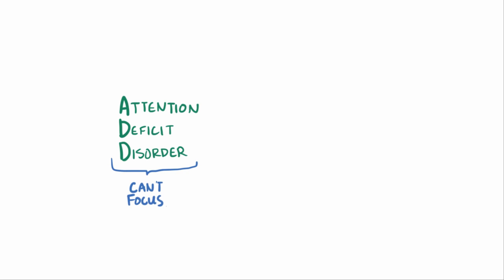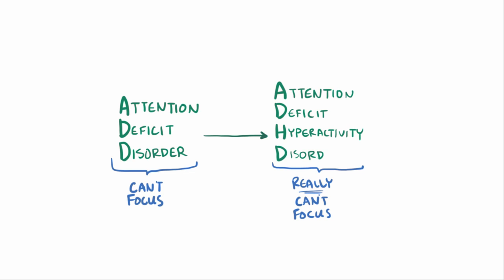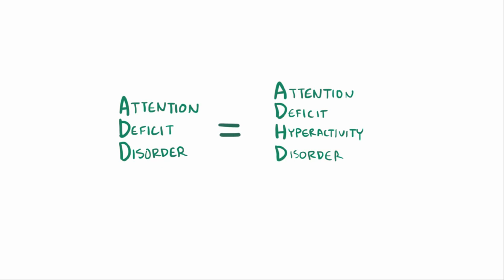What most people know, or think they know, about attention deficit disorder, or ADD, is that it's used to describe someone who can't stay focused, and when they really can't focus, they have attention deficit hyperactivity disorder, or ADHD. This continuum from one to the next isn't quite how it works, though. ADD and ADHD are actually synonymous, as in they're the same.